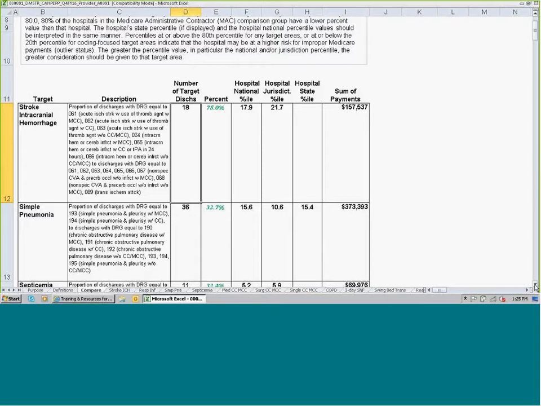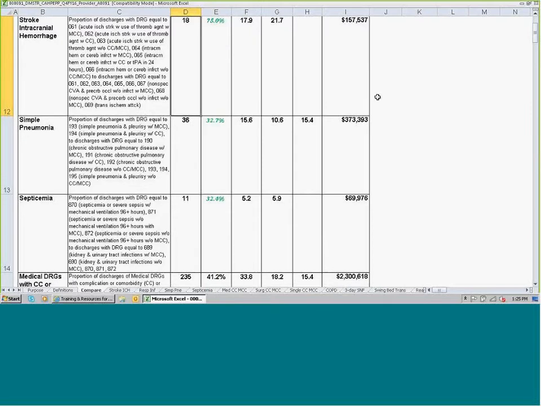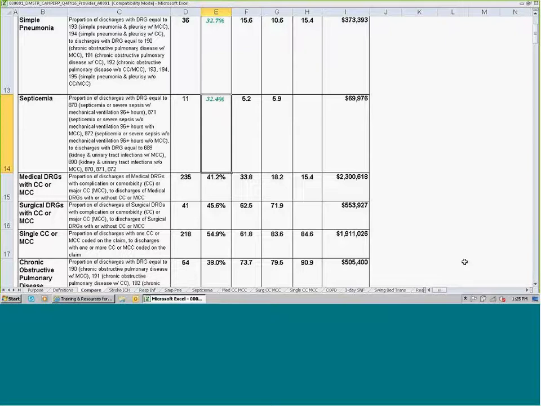Let's look at a few other examples. We can see here this hospital is actually a low outlier for several of these coding-focused target areas. If the hospital is not an outlier, if their target area percent is not at or above the national 80th percentile, or is not at or below the 20th percentile for these coding-focused target areas, then you'll see the target area percent just printed in regular black font.